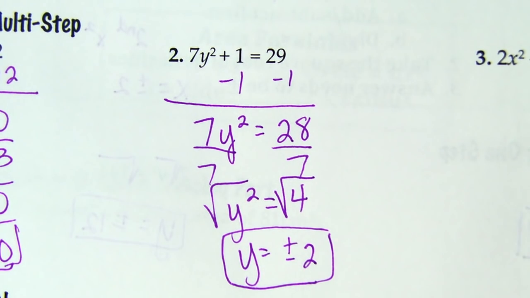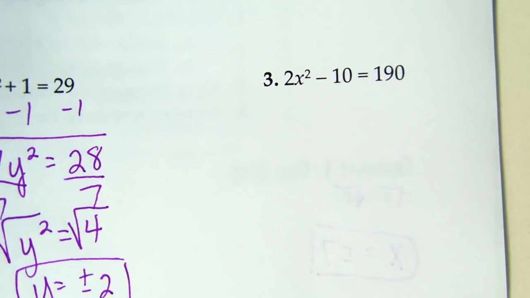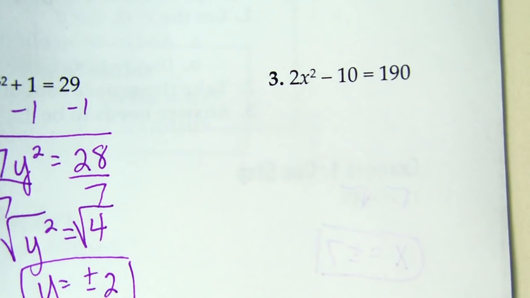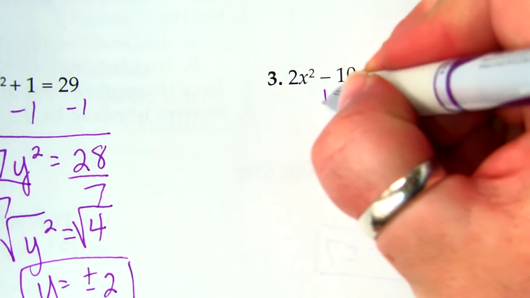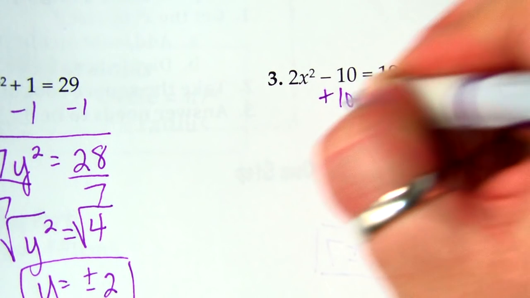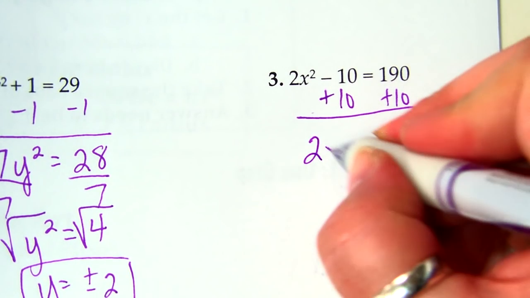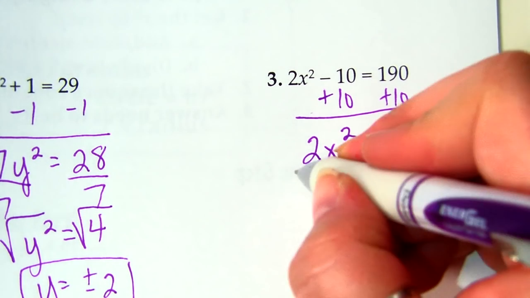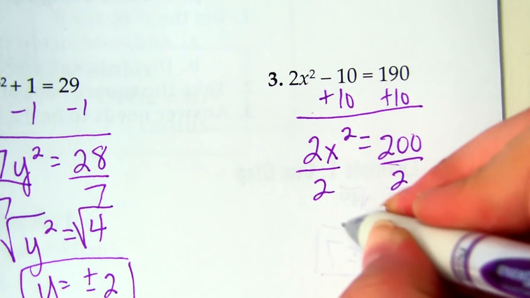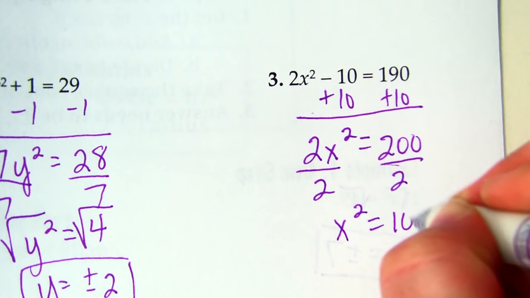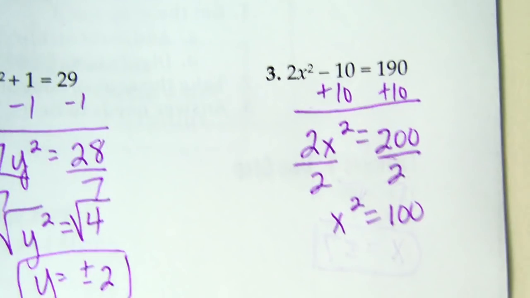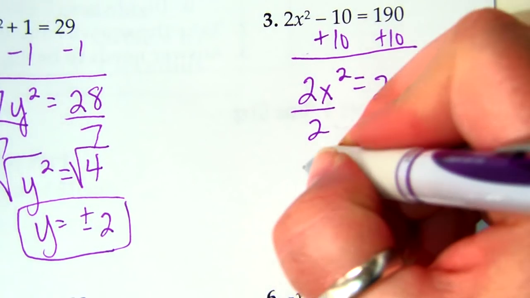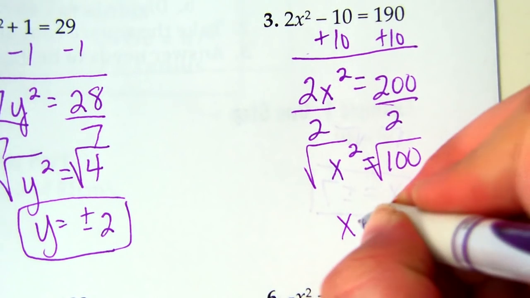One more of these, number 3. First thing, move that negative 10, so because it's minus, we're going to have to add to both sides. So 2x squared equals 200. Divide by 2. X squared equals 100. And now take the square root because x squared is by itself. And x is positive and negative 10.